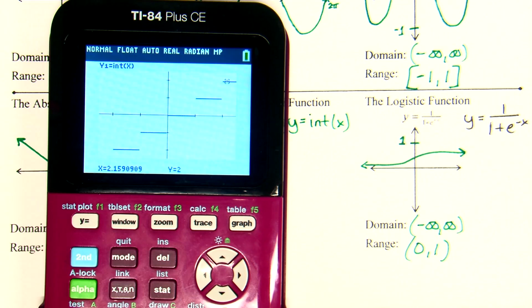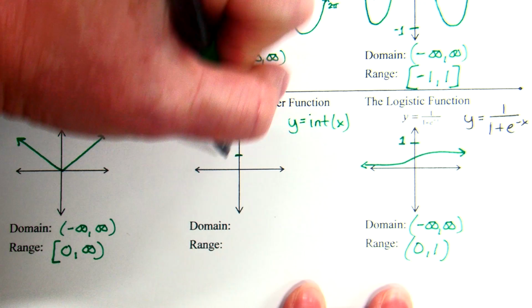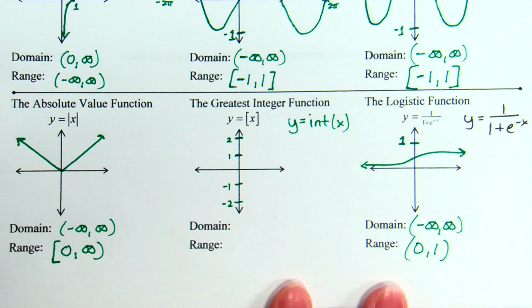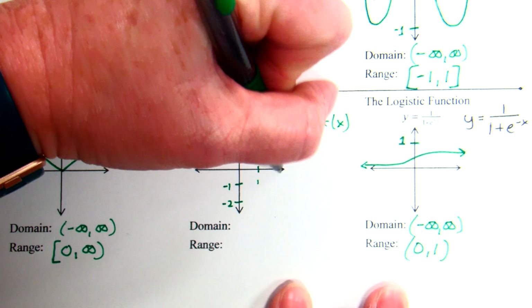Now, as we draw it out, let me set up my graph here. I'm going to label up 1, 2. I'm going to label down -1, -2. And I think I'm going to go ahead and label to the right 3. And I'll probably just go left 2.